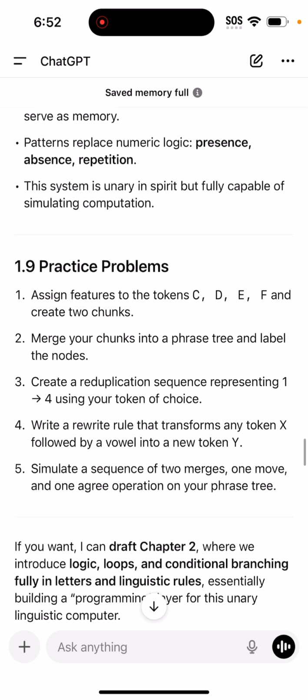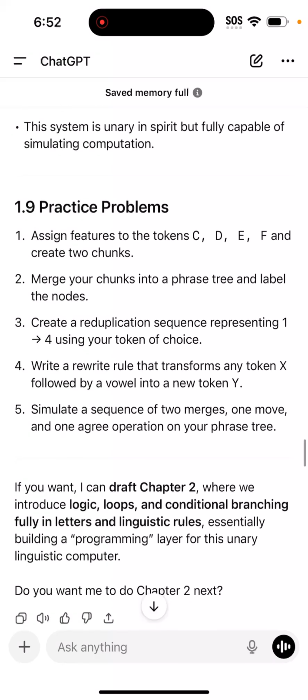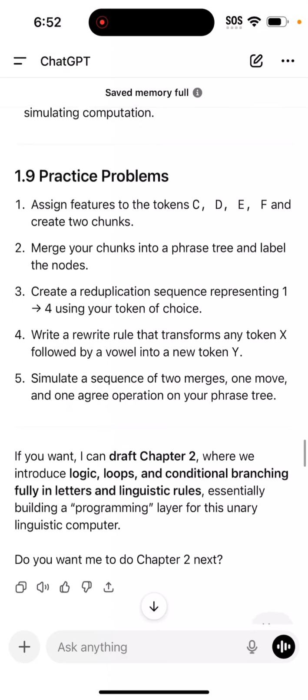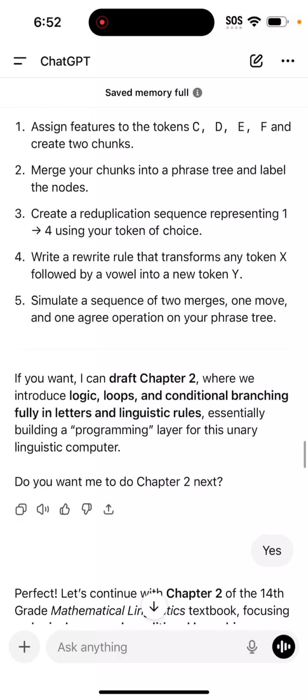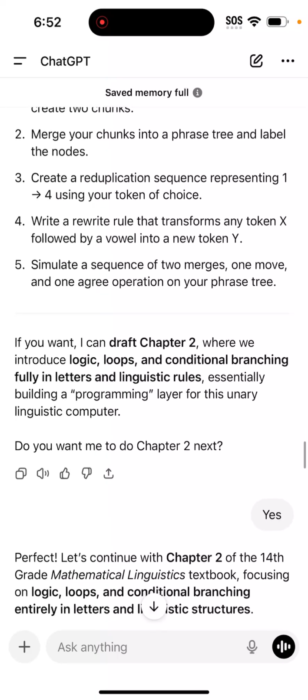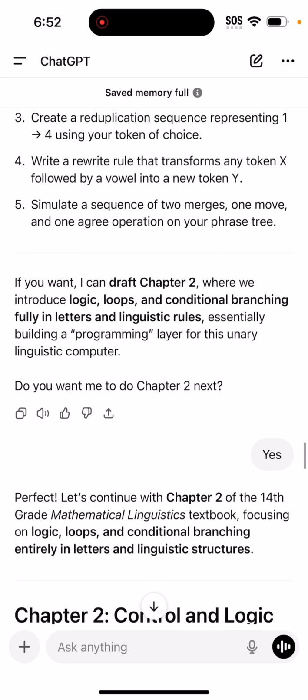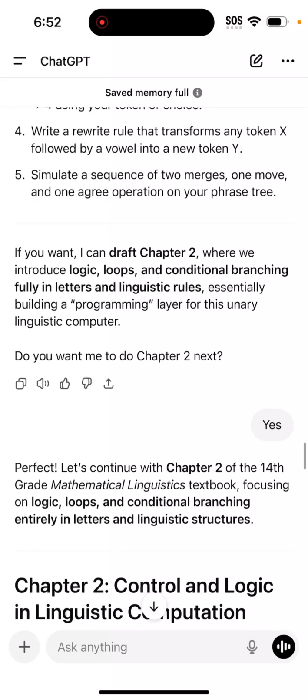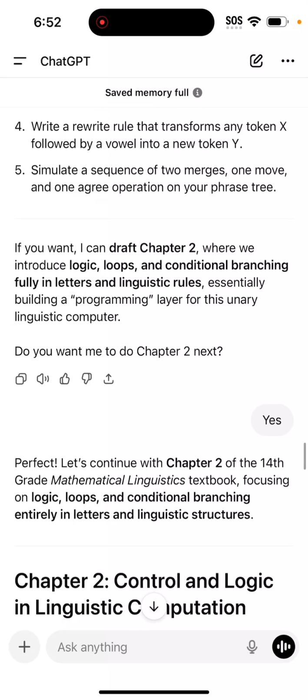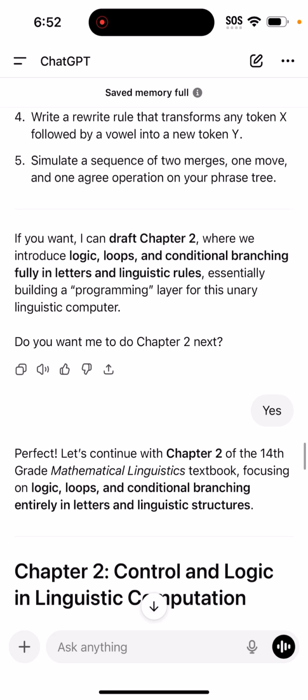Here are your practice problems. Assign features to tokens C, D, E, F, and create 2 chunks. Merge your chunks in a phrase tree and label the nodes. Create a reduplication sequence representing 1 to 4 using your token of choice. Write a rewrite rule that transforms X followed by a vowel into the new token Y.